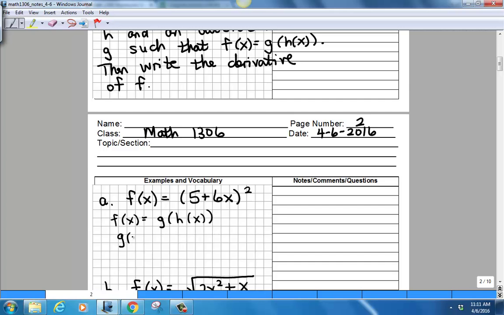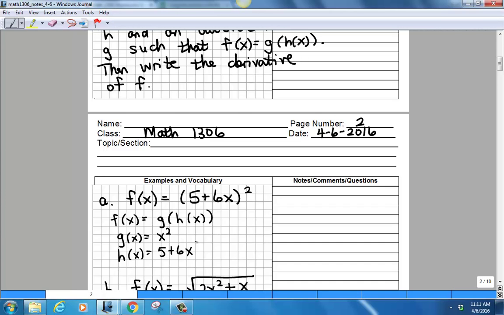So I'm going to take that function g that I need in this composition to be x squared, and then I'm going to take the function h to be 5 plus 6x. Now, first, I've got to get you to agree with me that if you take these two functions, g and h, and you compose them in this way, you will get the function f, okay? So first we've got to check that, all right?